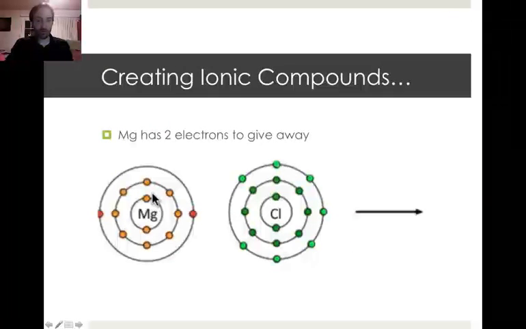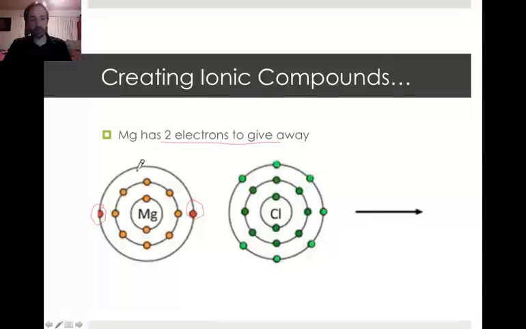Alright, so let's look at an example. We have magnesium and chlorine. Magnesium has 2 valence electrons, very far away from filling up this third energy level. It would need to gain 6 electrons. So the easier way to do it is give away or transfer 2 electrons away.